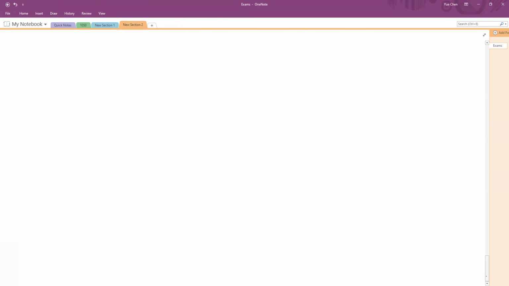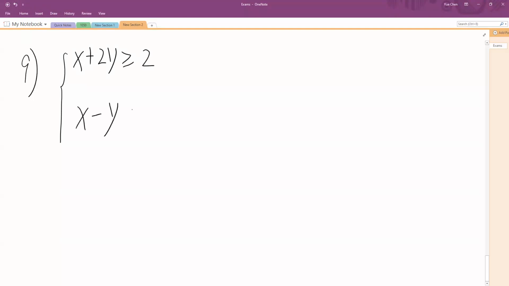Number 9. Solve the system of linear inequalities. x plus 2y greater than or equal to 2, x minus y less than or equal to 0. So we know that we need to draw the region for each one, and then find the common part.